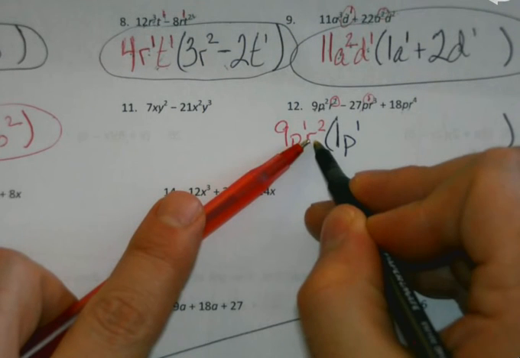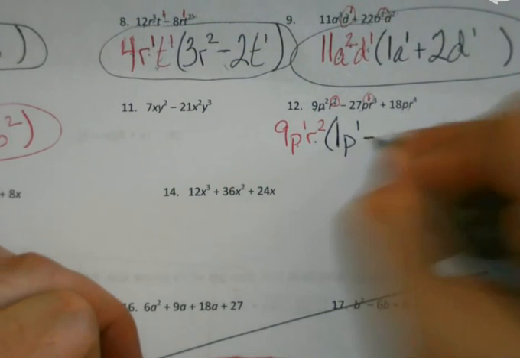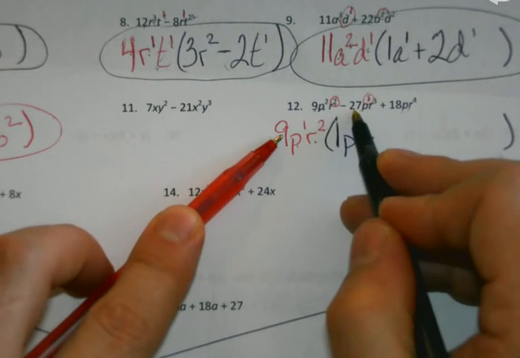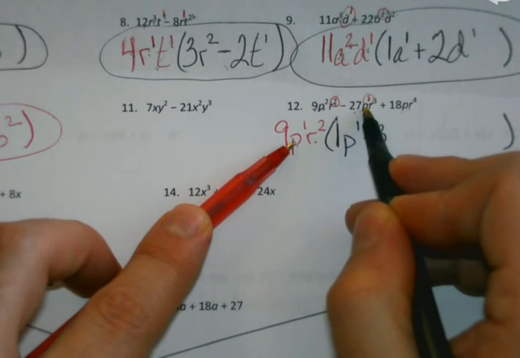R, I have 2. I need to get to 2. I'm already good. I have all of my need. Put in my minus. 9 times what gets me to 27? 3. I've already got my 1p, so I'm good there.